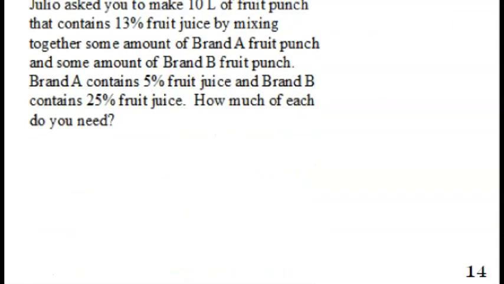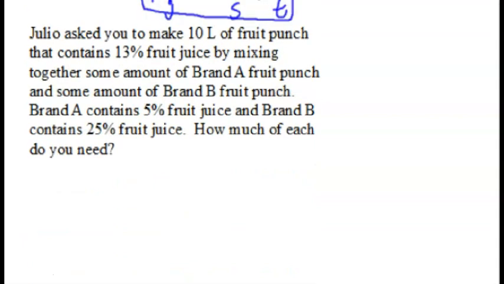Okay, let's look at the last example on this page. This was a mixture problem. Julio asked you to make 10 liters of fruit punch that contains 13% fruit juice by mixing together some amount of brand A fruit juice and some amount of brand B fruit juice. Brand A contains 5% fruit juice and brand B contains 25% fruit juice. How much of each do you need?